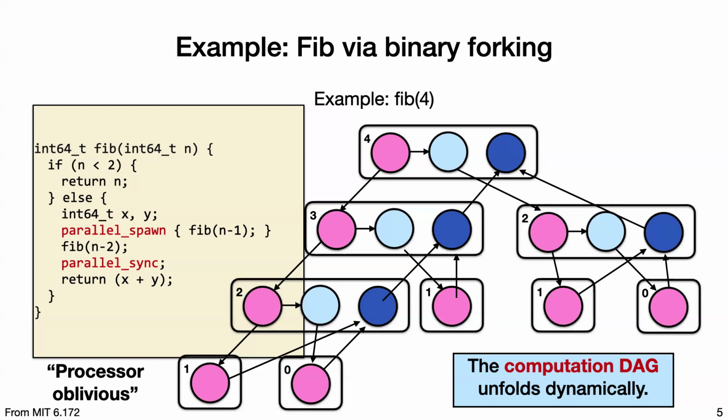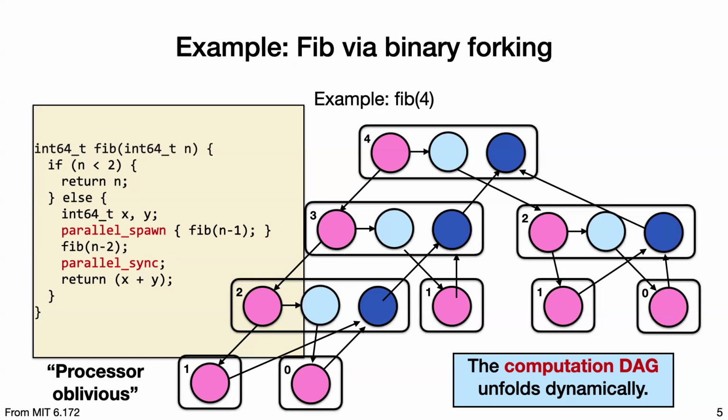So this is parallel spawn of fib n minus 1. And then parallel spawn of fib n minus 1 is just this function call again, but it's on a different thread. So this is the different thread that is going to execute fib of n minus 1.